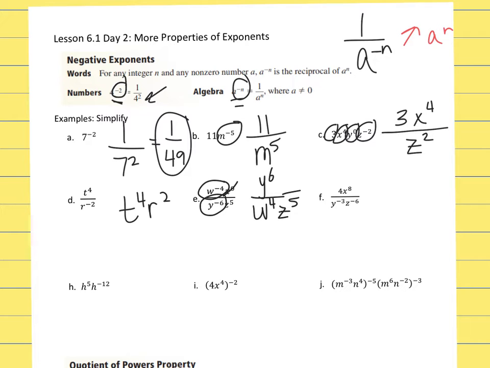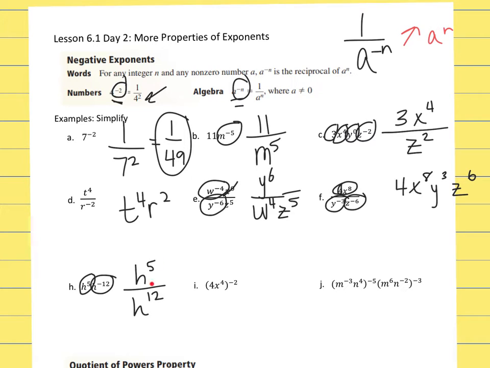Okay, letter F. 4 stays in the numerator. X to the 8th stays in the numerator. Y cubed needs to go to the numerator. And z to the negative 6 goes to the numerator as z to the 6th. So there's no denominator. Okay, H. H to the 5th stays in the numerator, and this goes to the denominator.